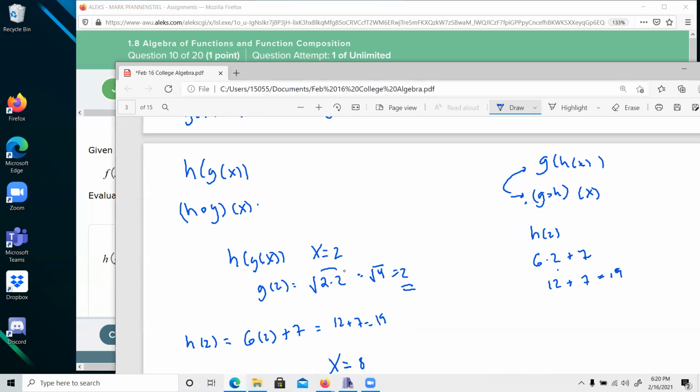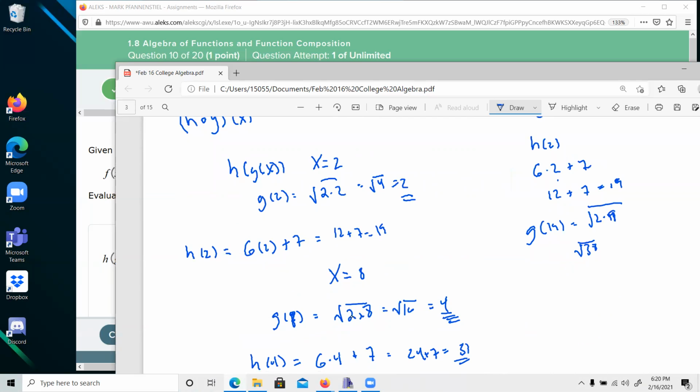And then g of 19 is equal to the square root of 2 times 19. That's the square root of 38. I'm going to suggest that the square root of 38 is way different than 19. So this is not the same. So you can't say g of h of x is equal to h of g of x. It doesn't work that way.